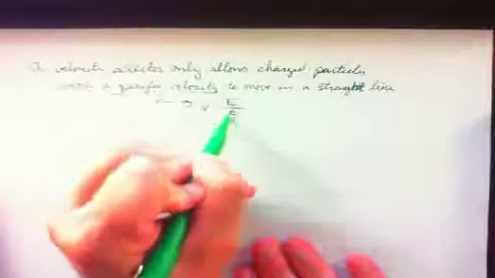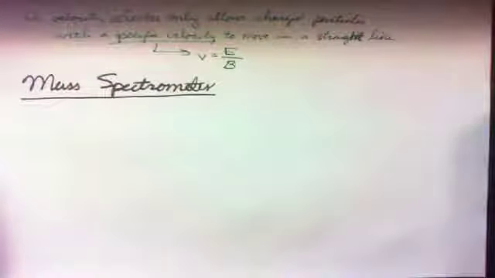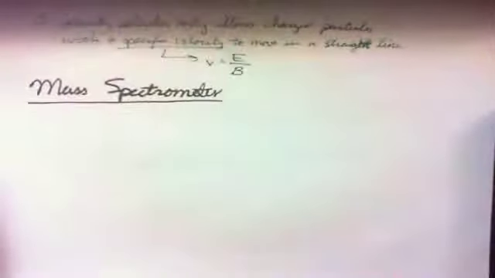Now let's put it all together into a mass spectrometer. Mass spectrometers are very important instruments in the world of science. Not just physics. Chemists love them. They're used in biology as well. They're used all over the scientific world.